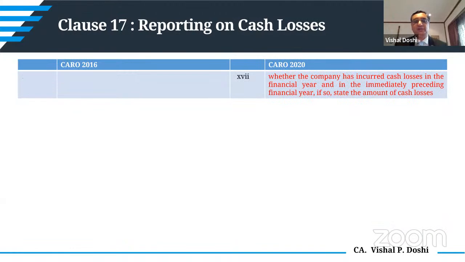Clause 17, these are new clauses now. This was also there under CARO 2003, which was removed in 15-16 and now again reinstated: whether the company has incurred any cash losses during the year and in the immediately preceding financial year. And if yes, then the amount of those cash losses has to be disclosed.